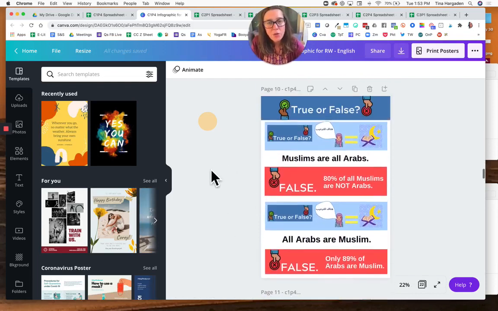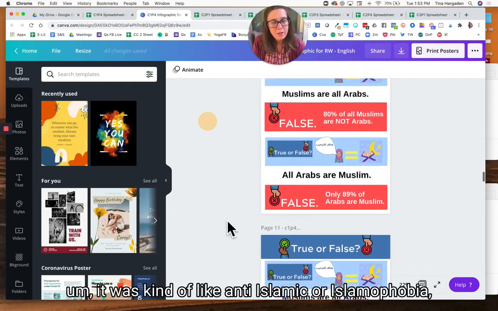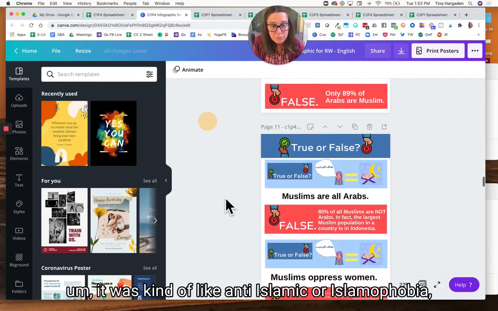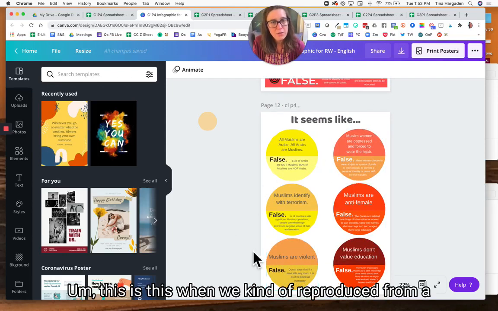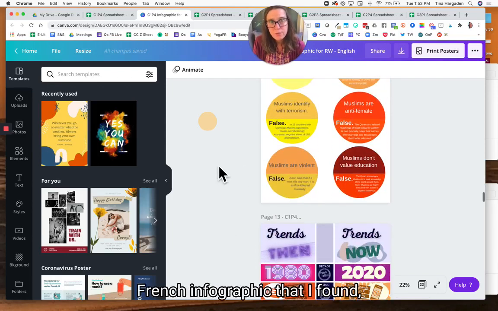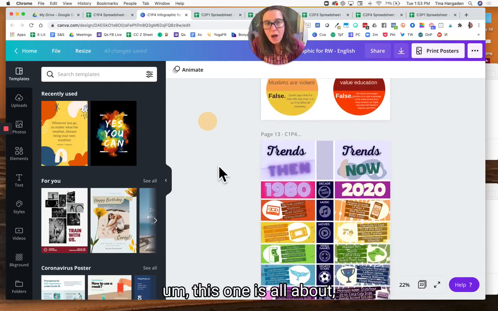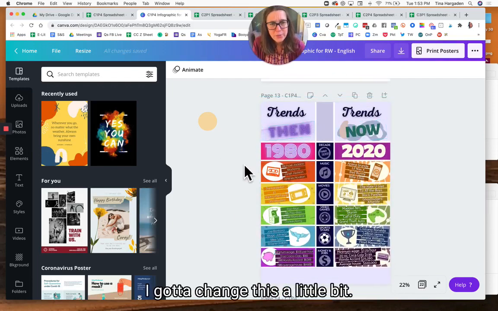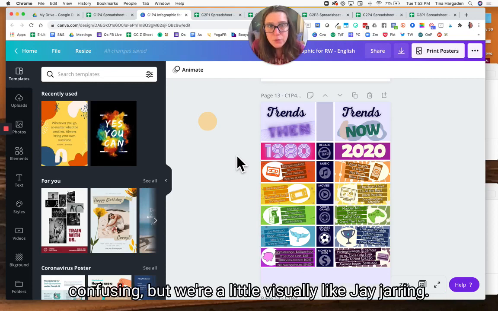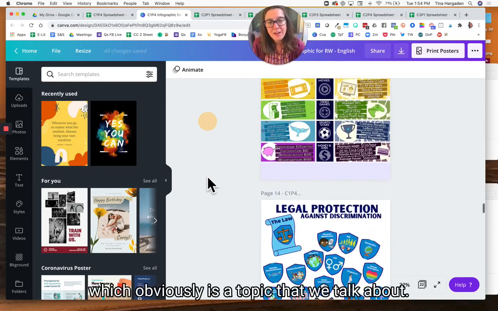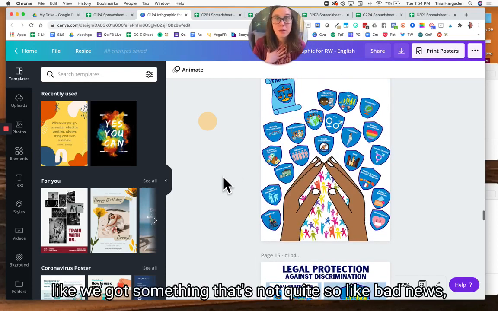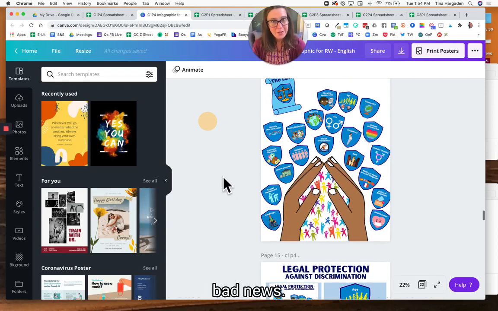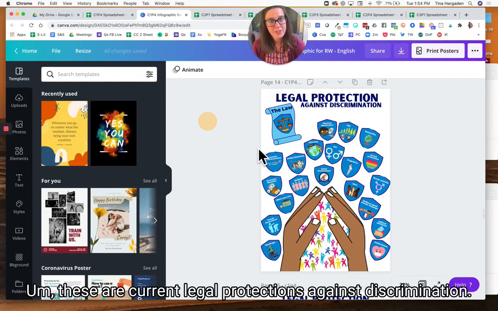This is a true and false about anti-Islamic sentiment, or Islamophobia, I suppose. This one we reproduced from a French infographic that I found. This one I have to change a little bit, because I got feedback from people that it's a little confusing, or visually jarring. This is all about trends then and now, which is obviously a topic that we talk about. Okay, finally we get something that's not so much bad news, bad news, bad news. These are current legal protections against discrimination.